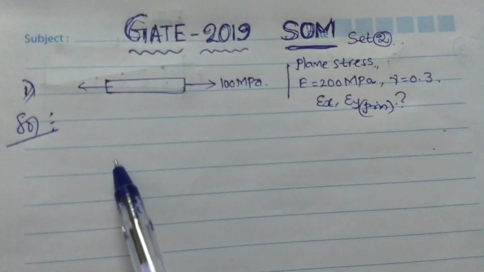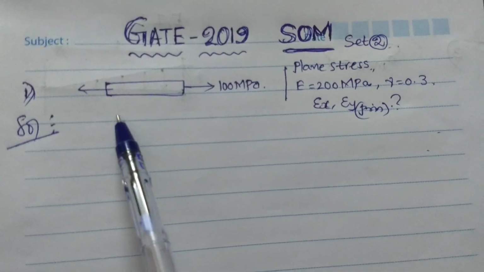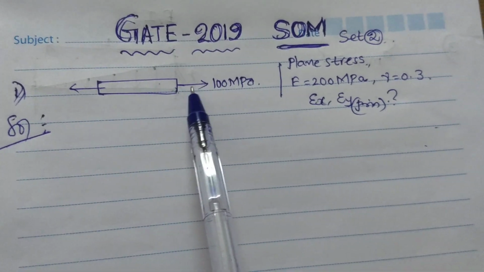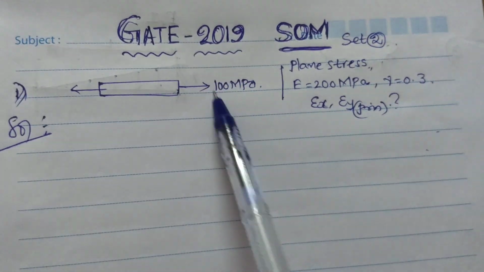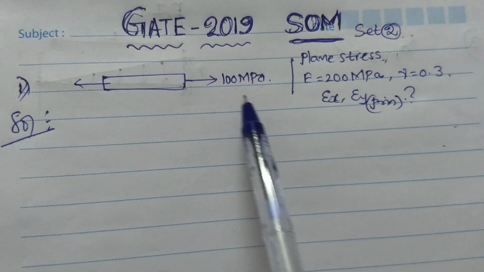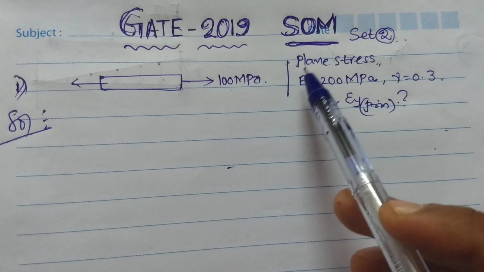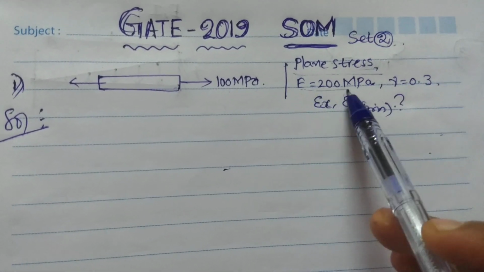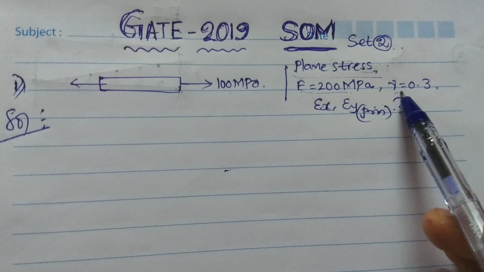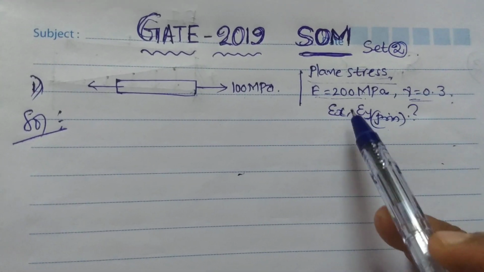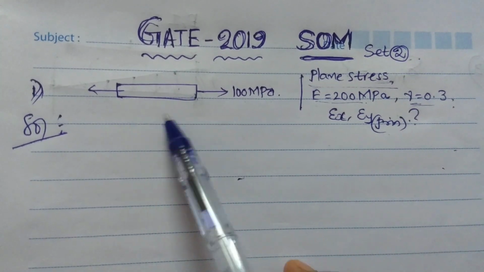Here the question asked is: an elastic bar is subjected to a uniaxial tensile stress of 100 megapascals, and the stress condition is plane stress. The given data is Young's modulus E 200 MPa and the Poisson's ratio as 0.3. Now we are asked to find the principal strains of that particular bar.